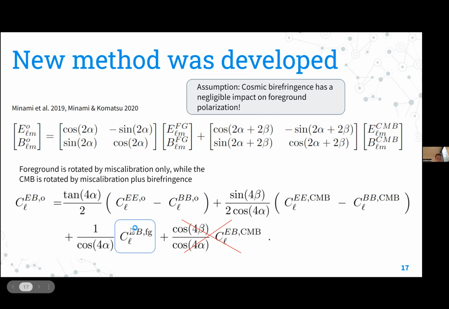But a big problem here is then the EB of the foreground, because this is the intrinsic EB correlation of the foreground, which hasn't really been measured, so it must be very, very weak. We have been spending a lot of time trying to figure out what this is, and we're pretty confident we understand this much better now. I will be talking about this later.